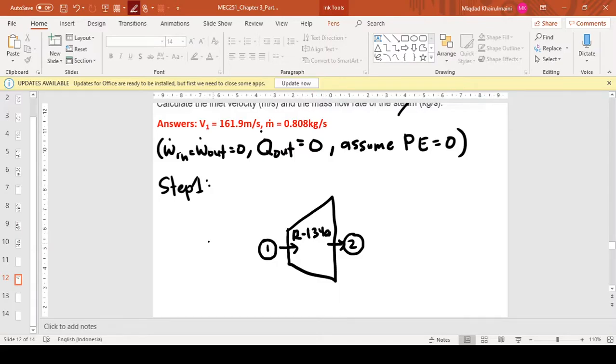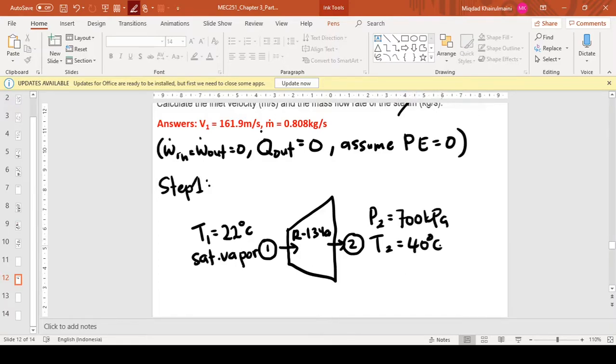Then we can write the properties. At state 1 we know the temperature, 22 degrees Celsius, if I'm not mistaken, and we know the phase, saturated vapor. And that is about it. At state 2 we know the pressure, 700 kilopascal. We know the temperature, 40 degrees Celsius. We know the velocity, 82 meters per second. So these are the properties.